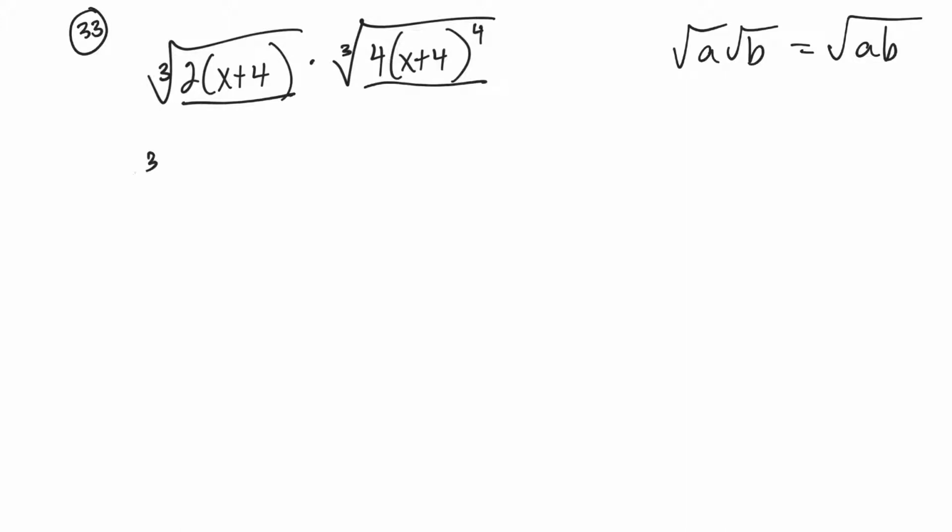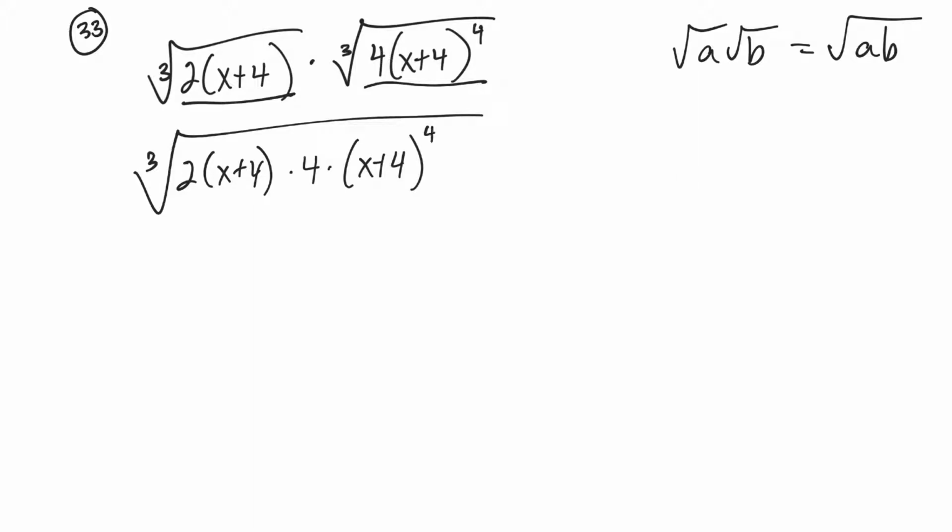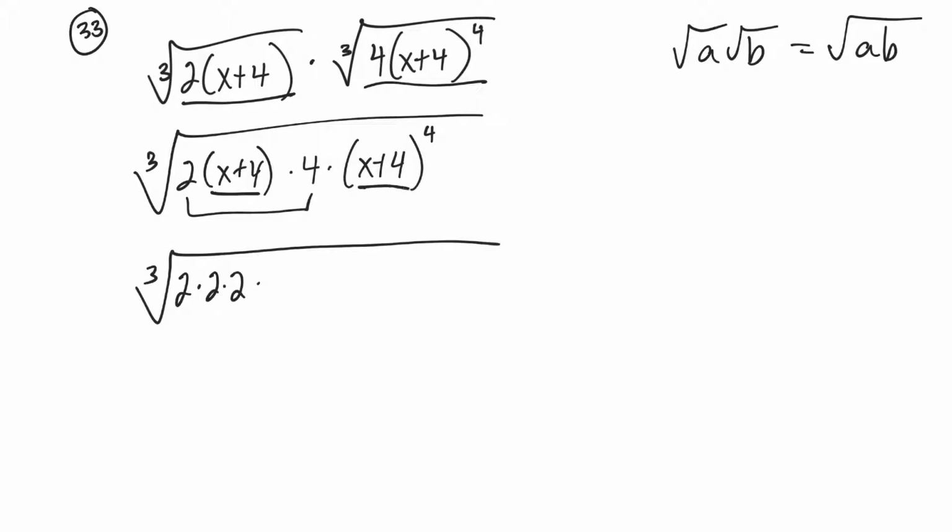So I can rewrite this as the cube root of 2 times (x plus 4) times 4 times (x plus 4) to the fourth. Then I see that I can multiply the 2 and the 4. They're similar factors. So cube root of 2 times, now 4 I'm just going to write as 2 times 2. Okay, and then I can multiply this by this. And since they're the same base, it's like multiplying x times x to the fourth. If you're multiplying the same base, you just add the exponents. So this one would be (x plus 4) to the fifth.